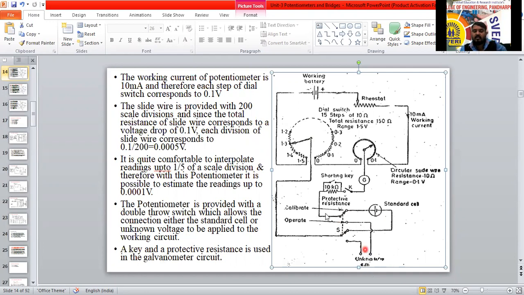A key is used here, and a protective resistance is used in the galvanometer circuit, just for galvanometer protection. Initially we use this; once the current is started, we can reduce the current, and when we have measured and it is operating smoothly, we can bypass that. After the null position, we can bypass and let all the current into the galvanometer. Is it clear?